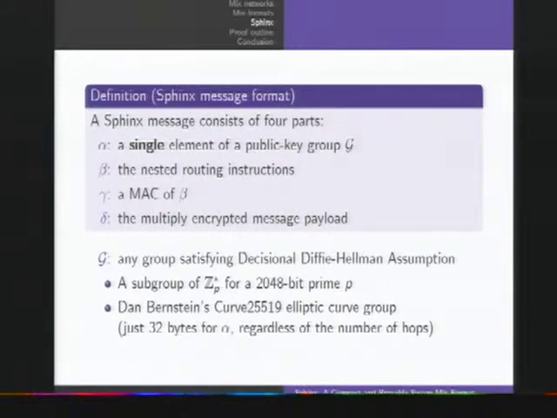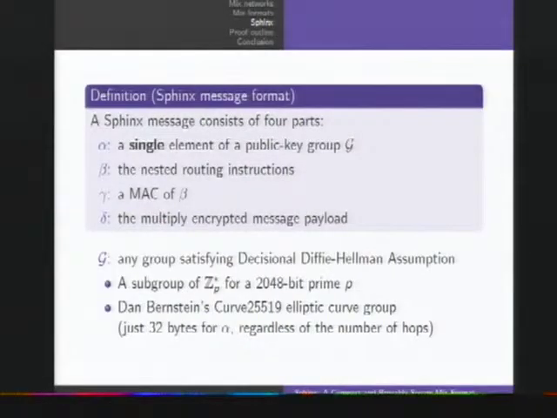Okay, then beta, so that's alpha. Beta are the nested routing instructions. Okay, so it's the addresses written on the envelopes wrapped in the other envelopes wrapped in the other envelopes. Okay? And so it has both the identity of the next hop, the address of the next hop, and any of these parameters Alice might wish to communicate to the nodes as part of the mixing strategy.